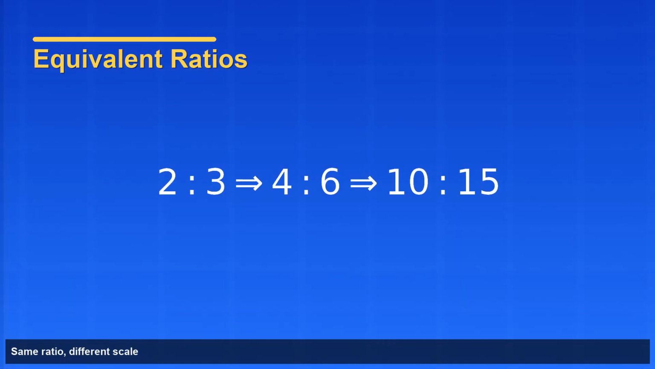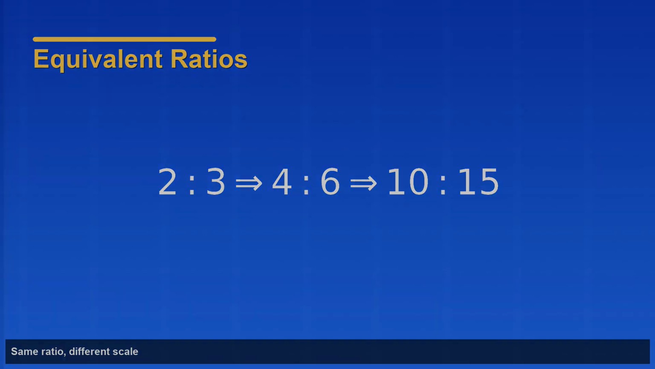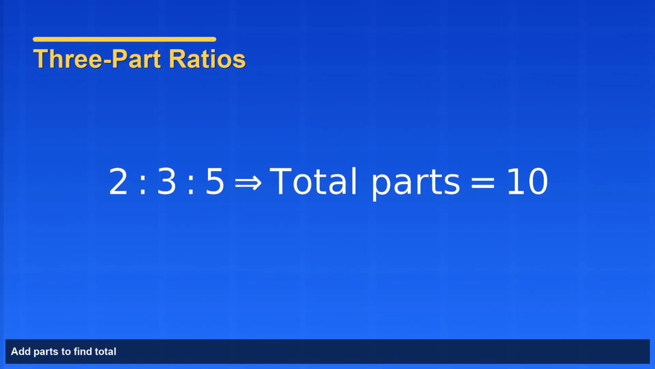Multiply or divide all parts by the same number to create equivalent ratios. They describe the same relationship. Ratios can have 3 or more parts. For example, 2 to 3 to 5 totals 10 parts in all.